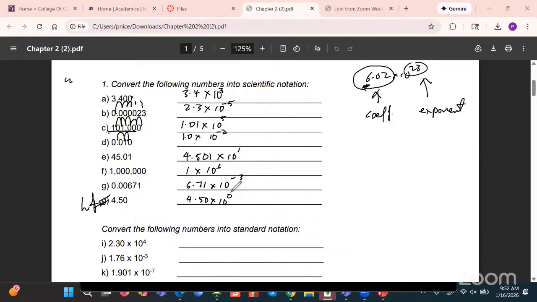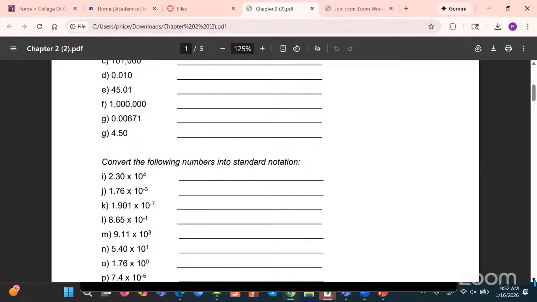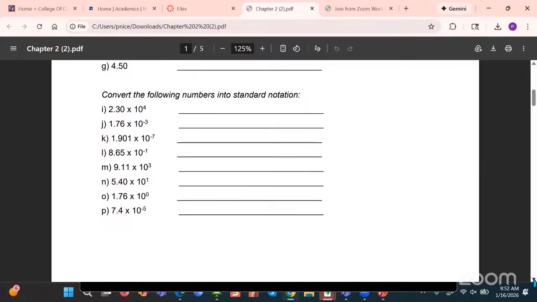All right. So if you understood this, then you should be able to do the reverse, which is what the other part is all about. In the other part, they gave you the scientific notation for the different numbers, but this time they're asking you to convert that to the standard notation, which is the reverse of what we just did. So let me hear what you have to say about I. What would be your answer?